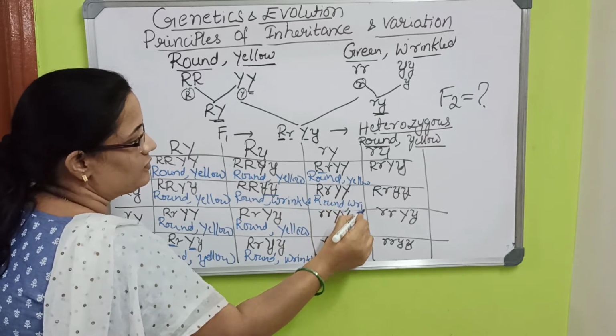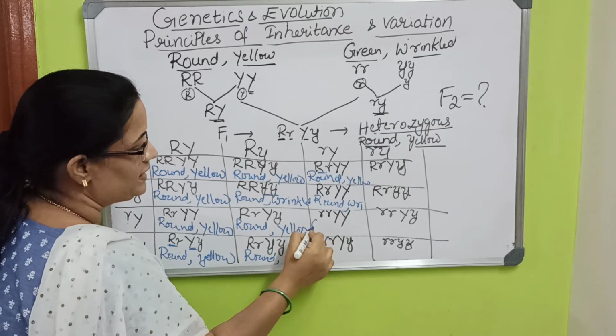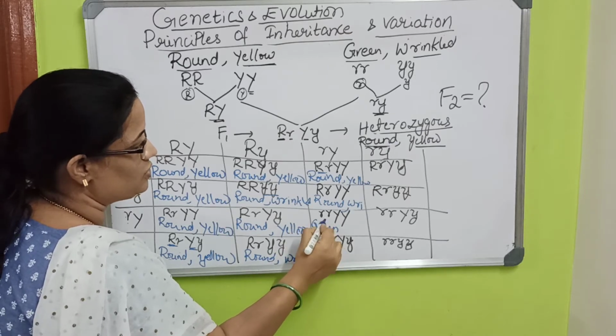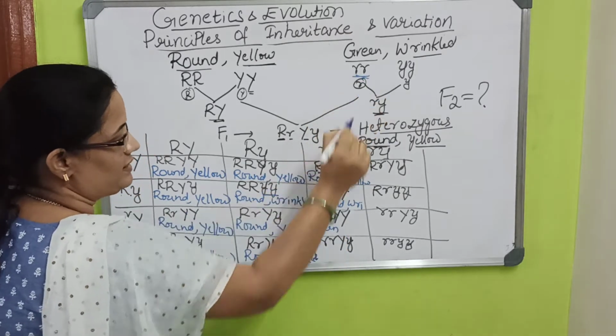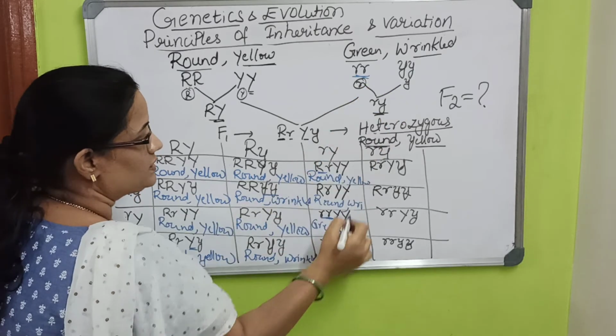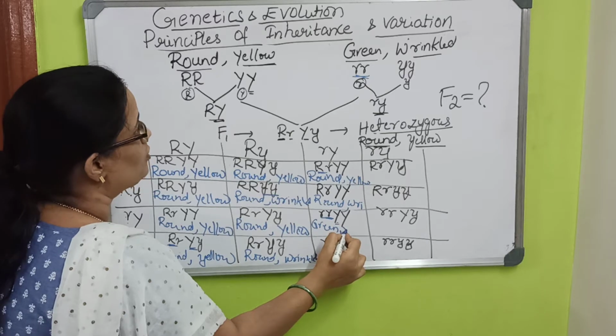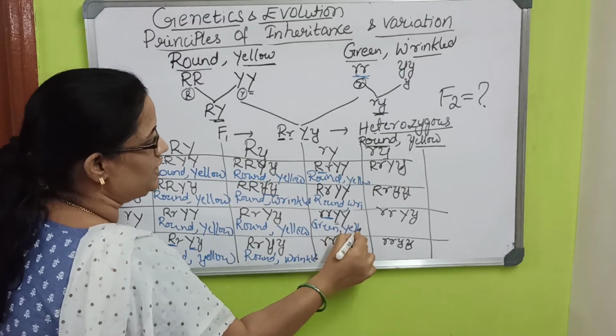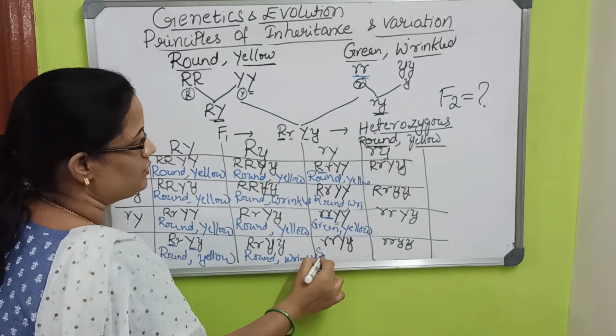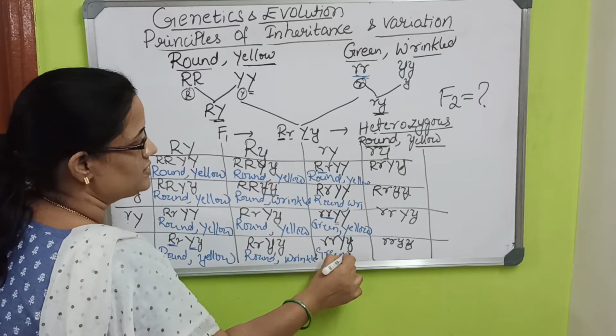and round and wrinkled here. Here it will be green. The first one is green because the small one is showing. When the capital is showing, suppose here it is homozygous, so it is yellow only here. So this one is green only and this is yellow.